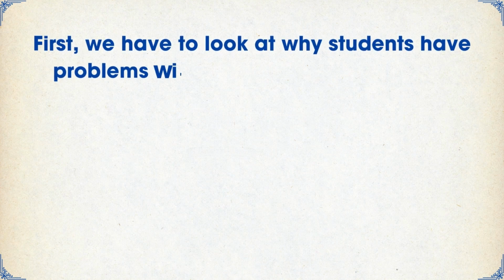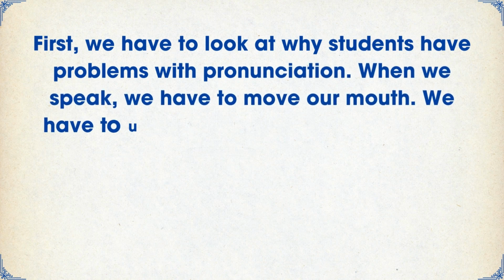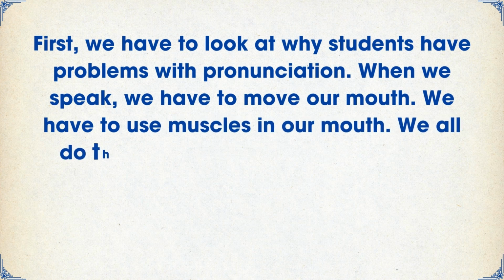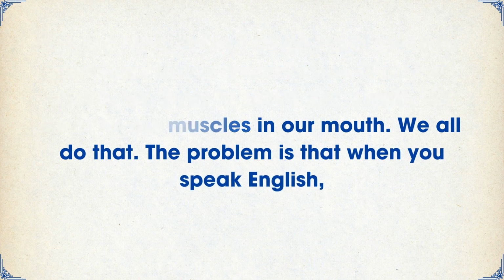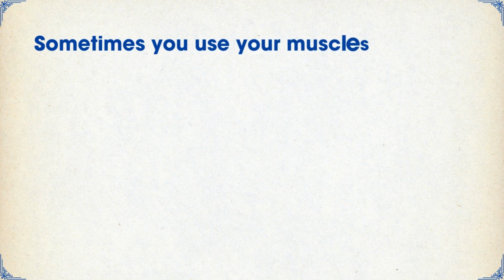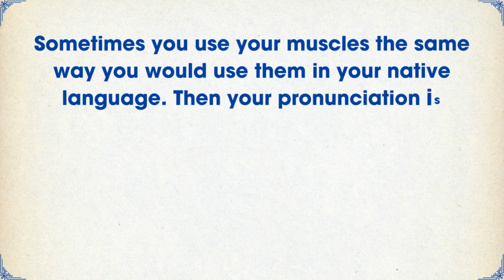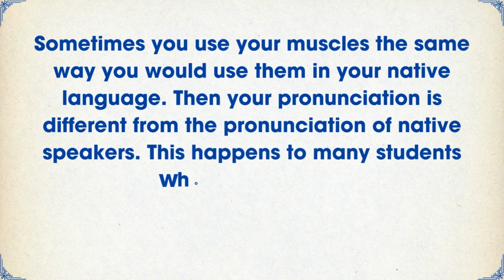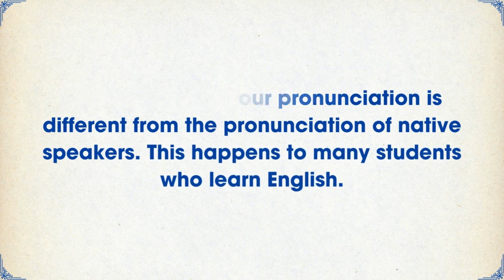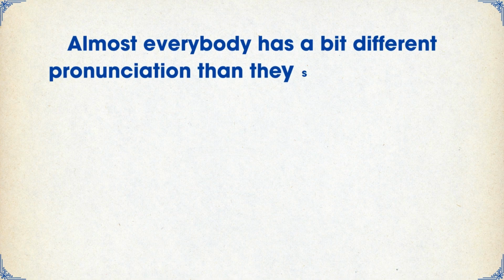First, we have to look at why students have problems with pronunciation. When we speak, we have to move our mouth. We have to use muscles in our mouth. We all do that. The problem is that when you speak English, sometimes you use your muscles the same way you would use them in your native language. Then your pronunciation is different from the pronunciation of native speakers. This happens to many students who learn English. Almost everybody has a bit different pronunciation than they should have.